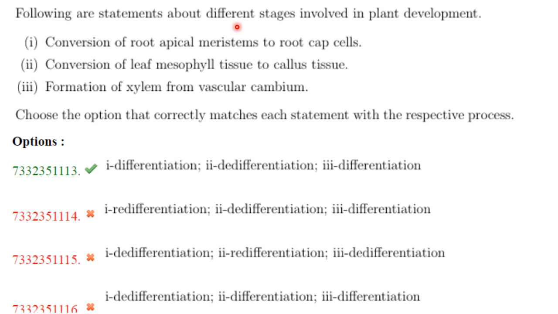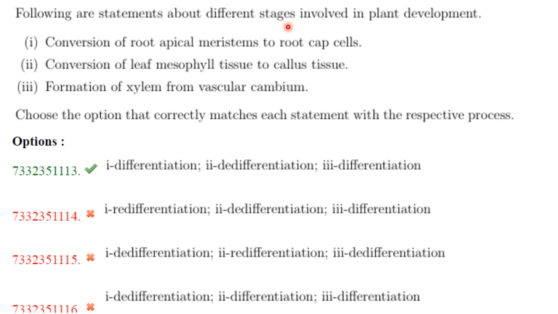Then following are statements about different stages involved in plant development. Conversion of root apical meristem to root cap cells. Conversion of mesophyll tissue to callus tissue. Formation of xylem from vascular cambium.